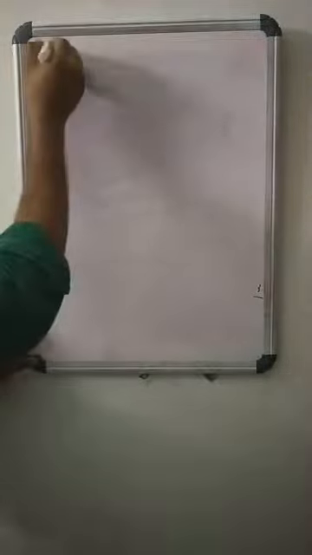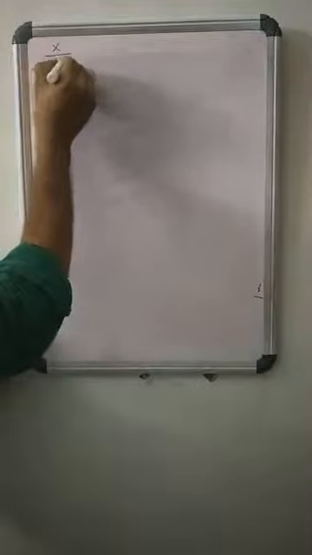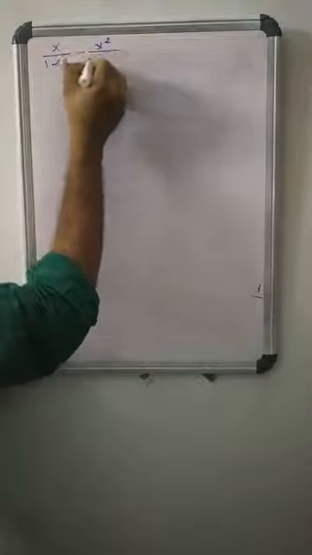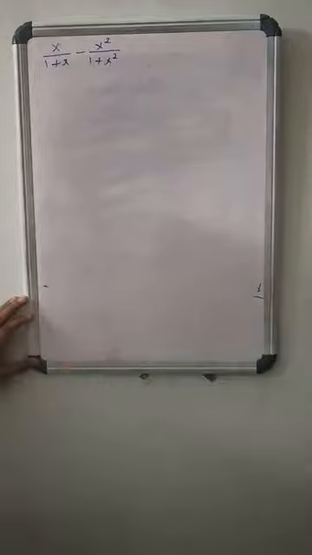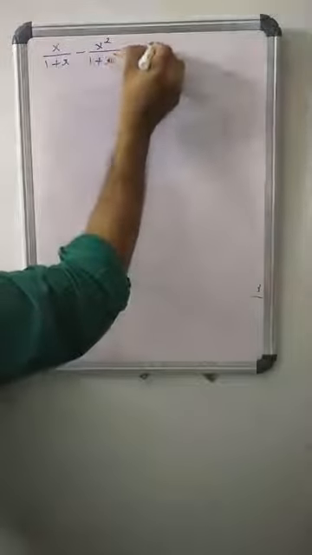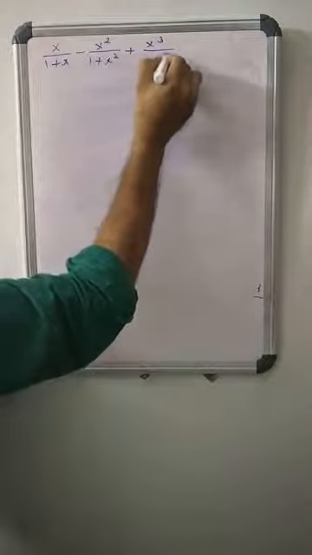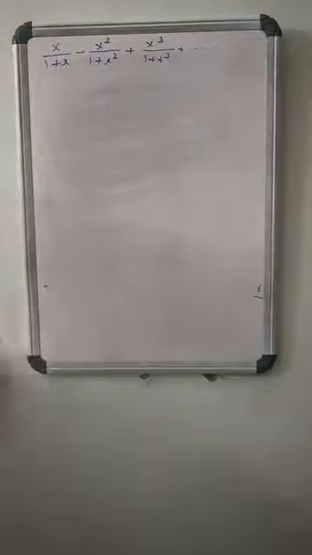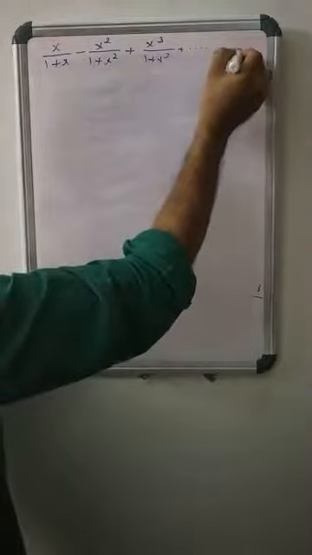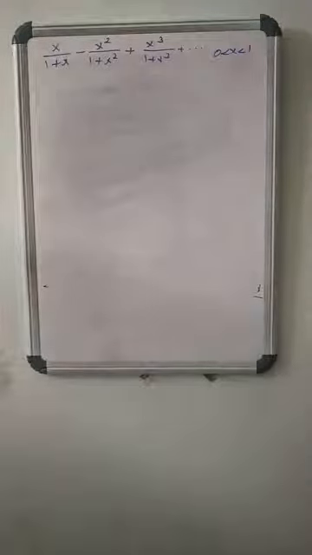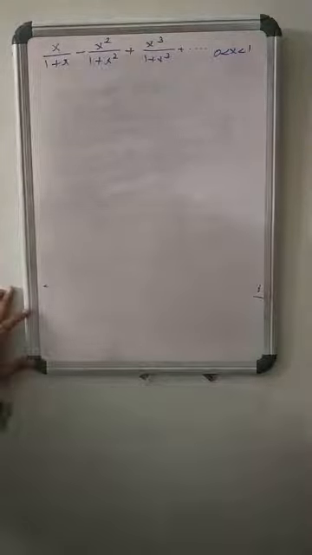Let us consider x/(1+x) - x²/(1+x²) + x³/(1+x³) + etc. What about this one? Does it converge or diverge? The condition is crucial: x lies in between 0 and 1.